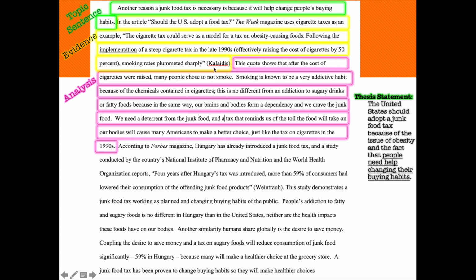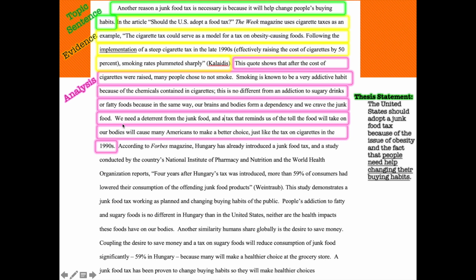So notice that the quote wasn't about junk food. It was about if we tax junk food, it'll be the same. So I needed to make sure I made that similarity clear between taxing cigarettes and taxing junk food, not just in the practice, but maybe even likening junk food to cigarettes.